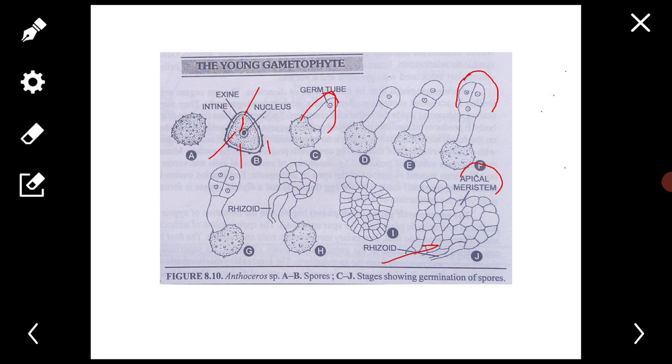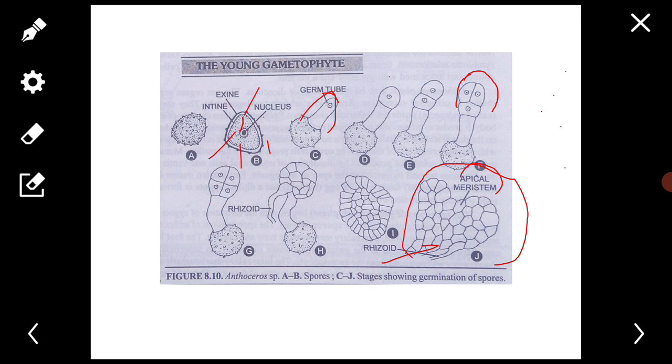A mucilaginous slit is formed on the ventral surface of the thallus near the growing point, which is followed by the development of several rhizoids. After that, development of several rhizoids and mucilage slits. Ultimately, a new gametophytic plant body is formed.